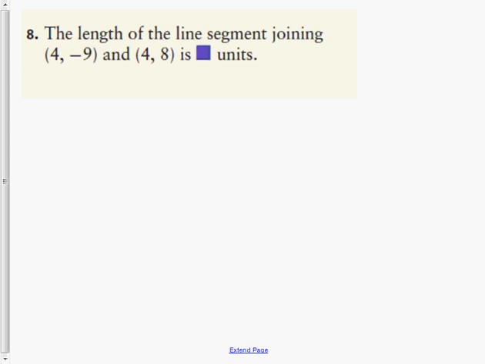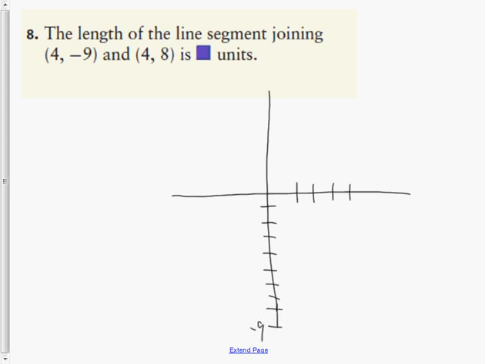Question 8. The length of the line segment joining +4, -9, and 4, 8 is how many units? So let's take a look here. So if I was to draw 1, 2, 3, 4, there is 4 on my x. 1, 2, 3, 4, 5, 6, 7, 8, 9, and -9 on my y. So this is 4 on my x, -9 on my y. And then 1, 2, 3, 4, 5, 6, 7, 8. 4 on my x and 8 on my y. This would be 4, 8.